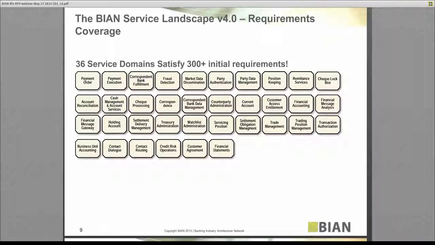If I simplify down the service domains for the exercise around payments that we just highlighted, what we found was that around 36 service domains satisfied approximately 300 initial requirements that were put forward by our business. What we have to start doing now is to rationalize out what our technology solution will handle and what it should interact with. We do this by looking at the service domains that satisfy the requirements, and then we also look at the business scenarios that BIAN provides to jumpstart this effort.